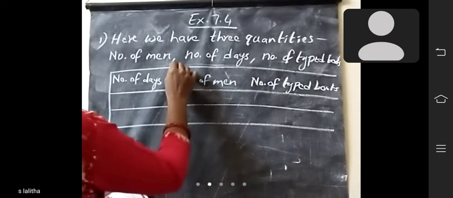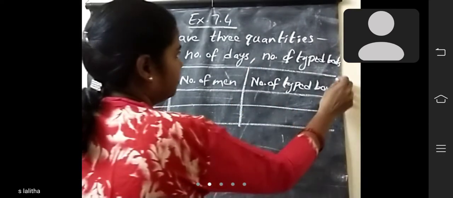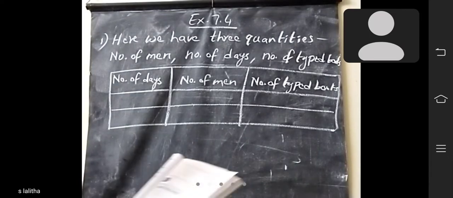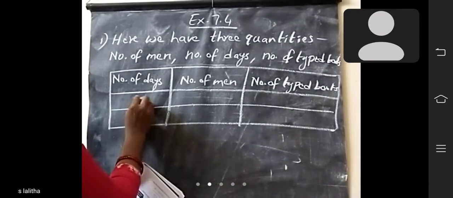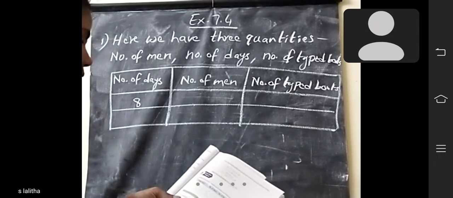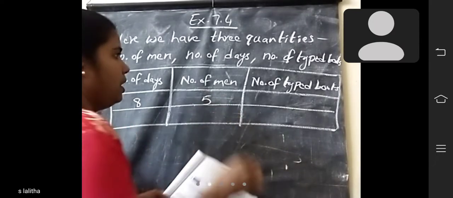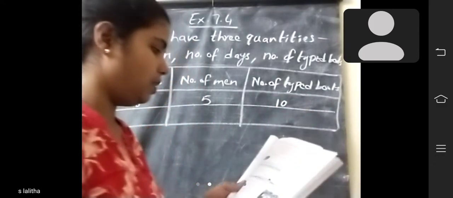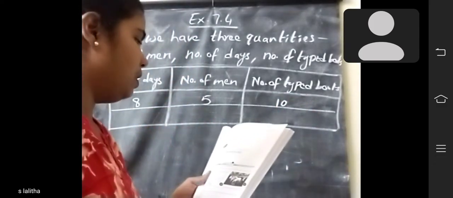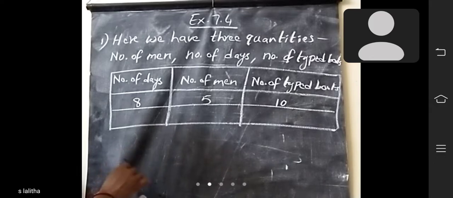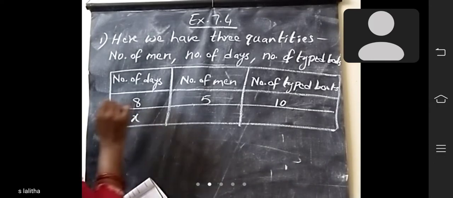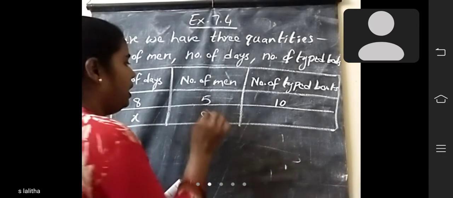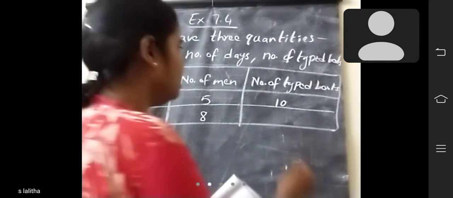You can draw one table here. So number of days. First one how much? 8 days given. Number of men how much? 5. And number of typed books how many? 10 books. Next second one. You have to find number of days. So let us take number of days. It is X. And men. How many men? 8. And number of typed books? 2.